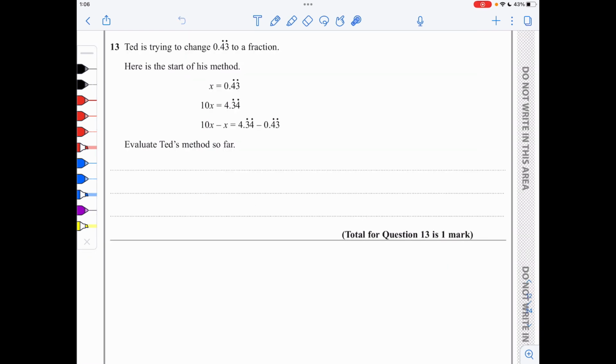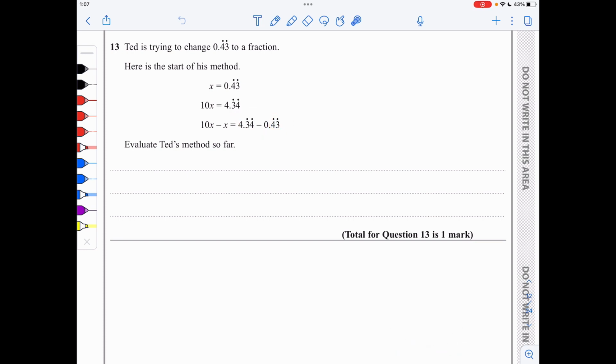In 13, we're told that Ted is trying to change 0.43 recurring to a fraction, and we've got the start of his method. So he started off by multiplying by 10, and then he did 10x minus x, and we need to evaluate Ted's method so far. Now for this method to work, we need to have the same decimal part here, so that upon subtraction we are left with a purely integer result on the right hand side.